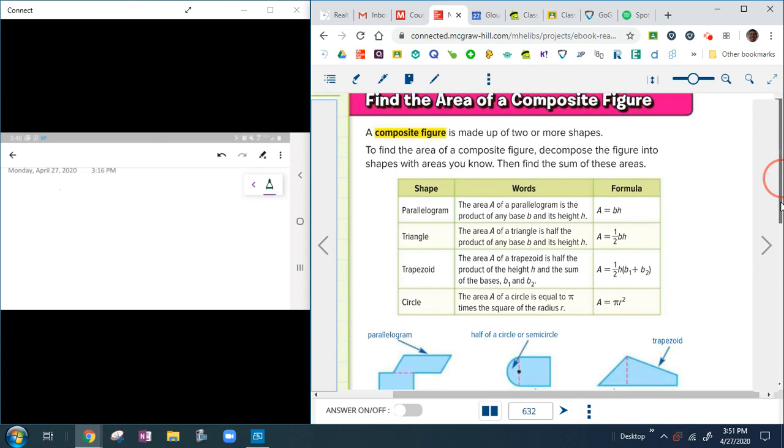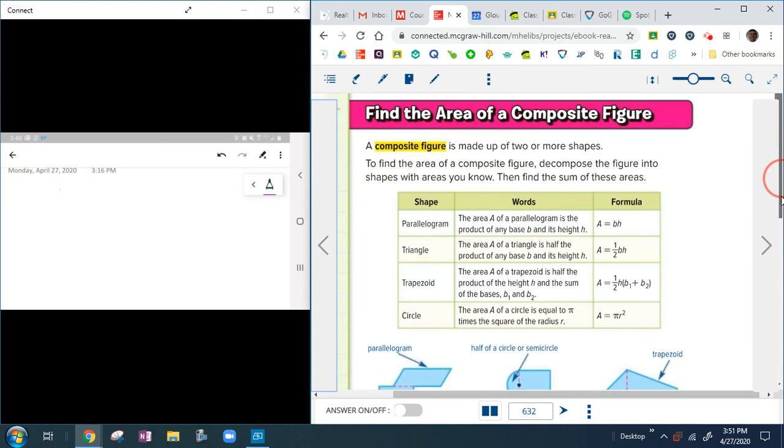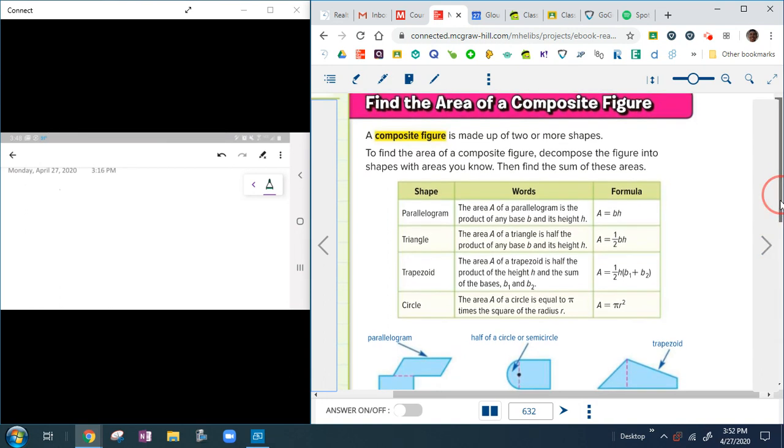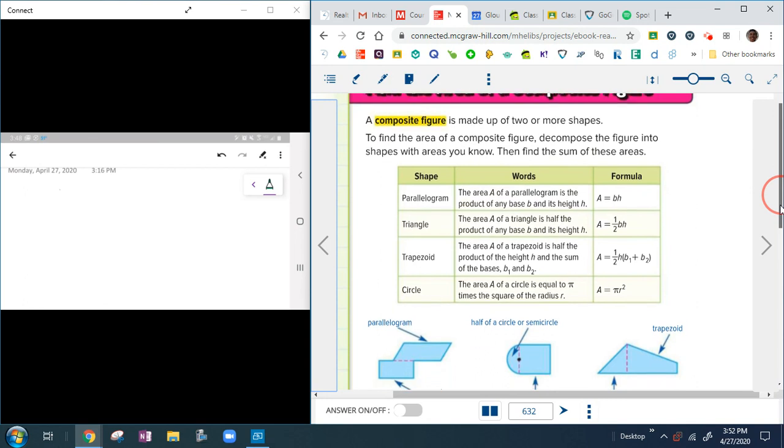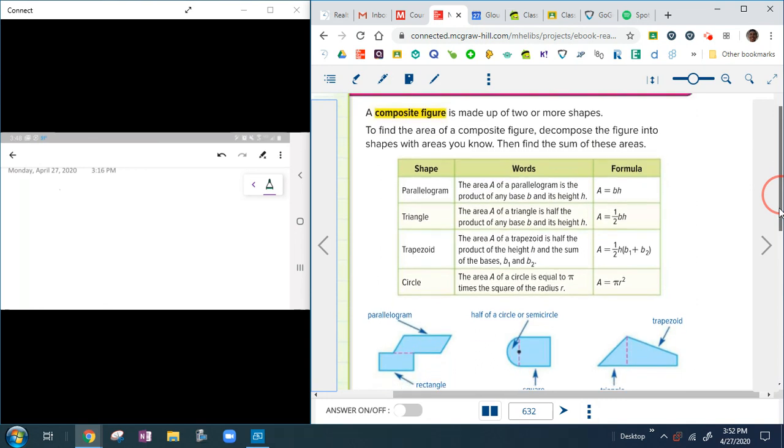All right. So composite figures, what are they? They're made up of two or more shapes. So what we need is to know the area of each of these individual shapes so that when we see a combination of those shapes, we can break it down and find the area of the individual shapes, then add them up. That's it. Find the area of the individual shapes, then add them up.